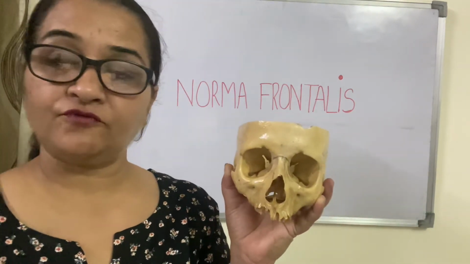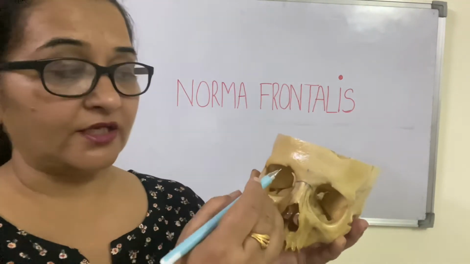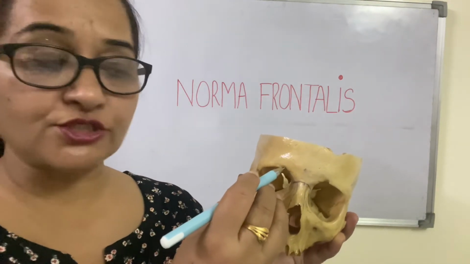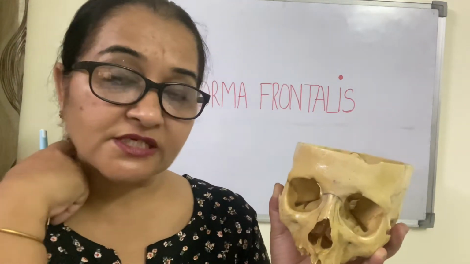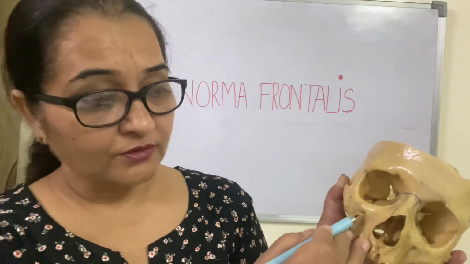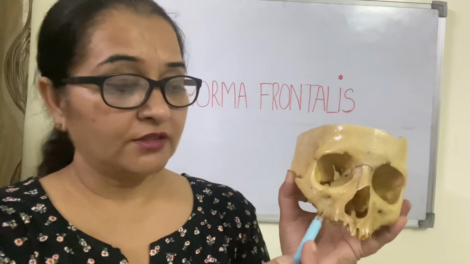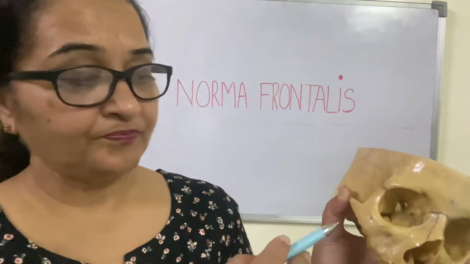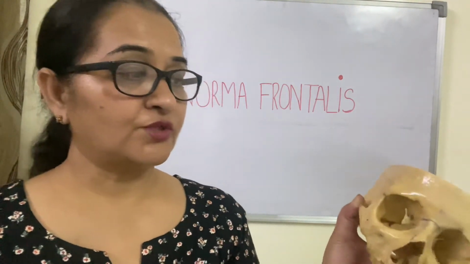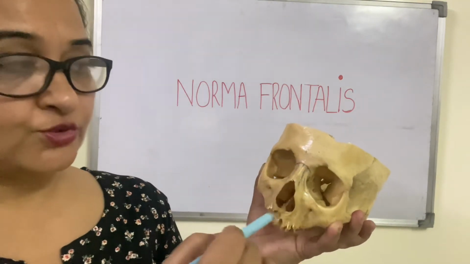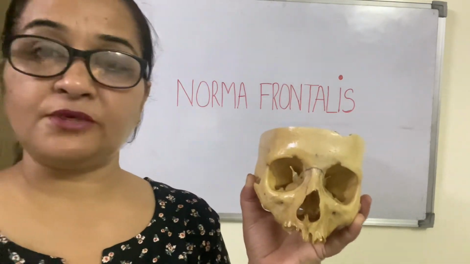Now coming to the different foramina which are visible in the norma frontalis, this is the supraorbital notch. Through this supraorbital notch or foramen, the structures passing are the supraorbital nerve and vessels. Through the infraorbital foramen, the infraorbital nerve and vessels pass. And this is the zygomaticofacial foramen. Through this, the nerve of the same name comes, that is the zygomaticofacial nerve. So these are the different bones, sutures, and foramina which are visible in norma frontalis.